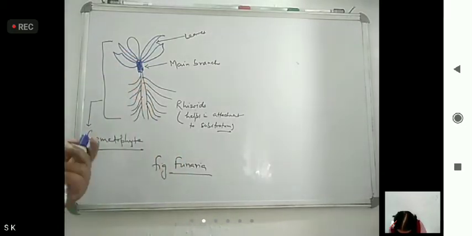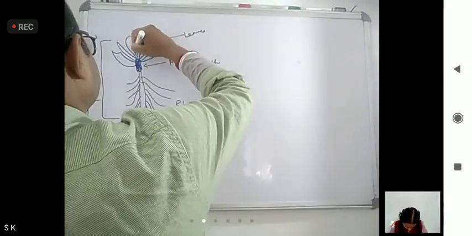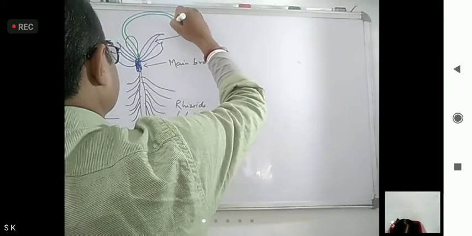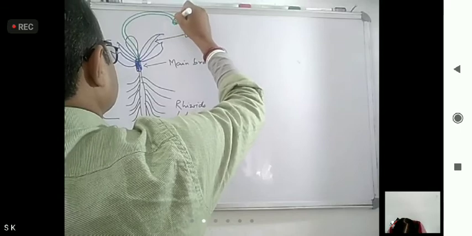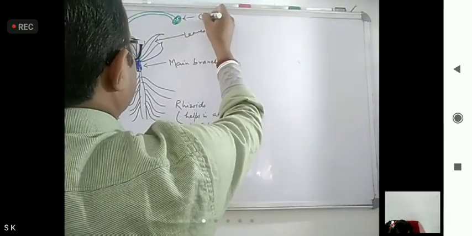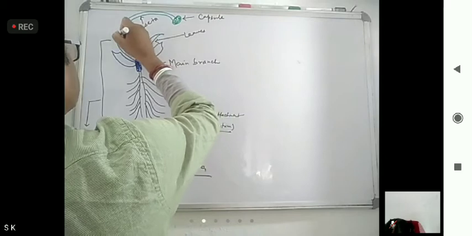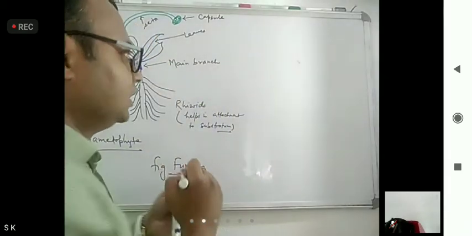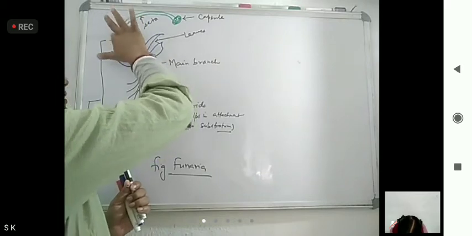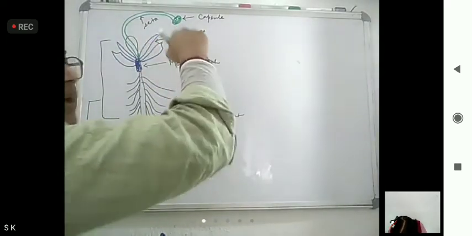Now, from the leaf they develop the sporophyte. So from the leaf they develop what? Sporophyte. Here, this is known as the capsule. This portion is known as the seta, and this is the portion having the foot. So capsule is there, seta is there, and foot is there. But you have to see that these emerge from where? They emerge from leaves.